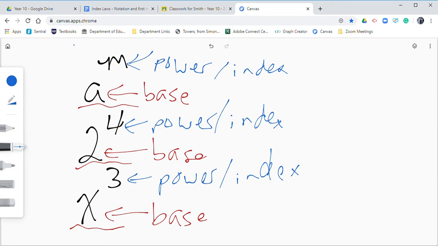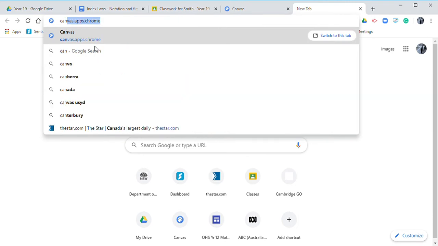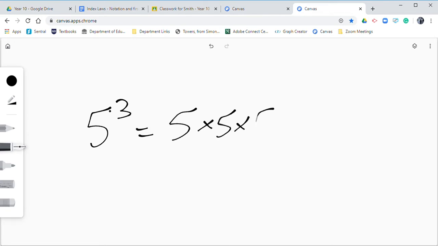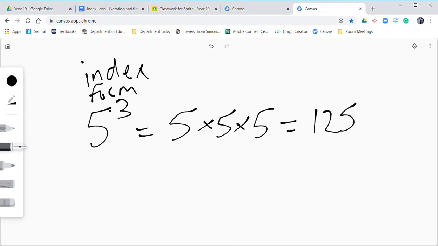Let me just get a new sheet up so I can keep talking about this with you. The next thing we can do is think about three things. If I said 5 to the power of 3, it's also equal to 5 times 5 times 5, which is also equal to 125. This would be index form right here. That's index form right there. That's index form right there. This right here is expanded form.